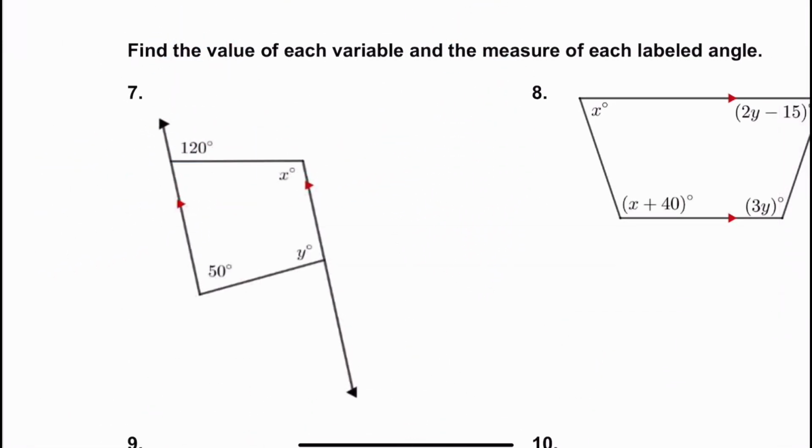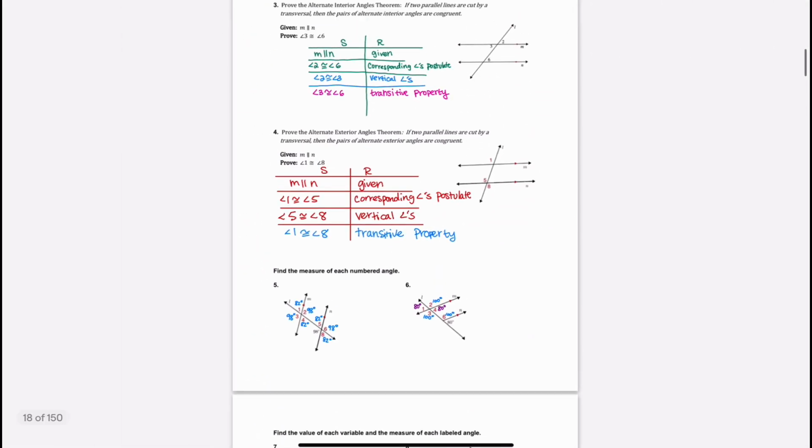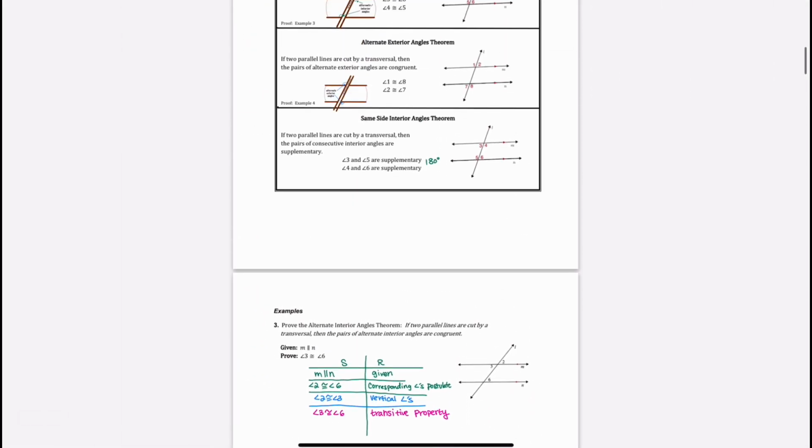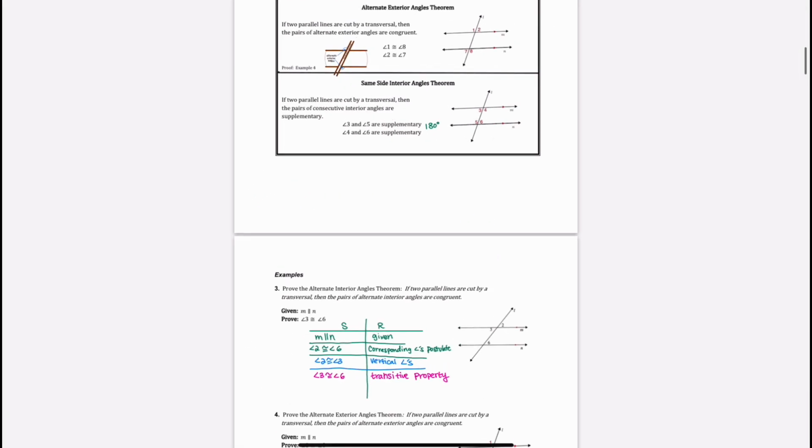Okay, let's look at number 7. First thing I want to look at is we have parallel lines here. These two angles are on the same side. Here's our transversal. They are same side interior. Now these ones are a little bit different. So if I have same side interior, these are not equal. They are supplementary. They add to 180.